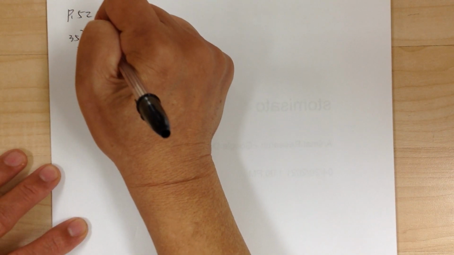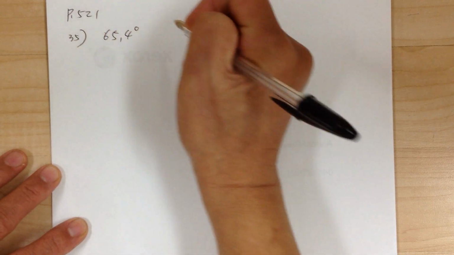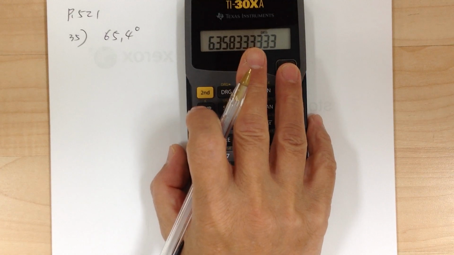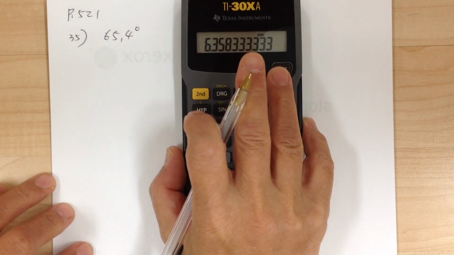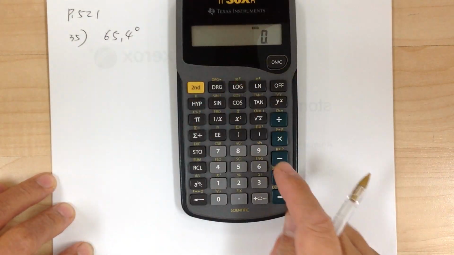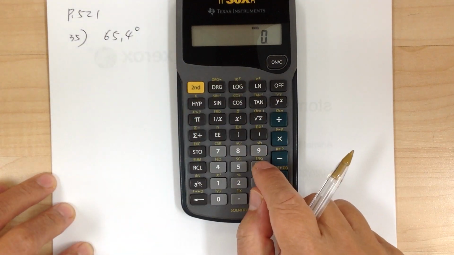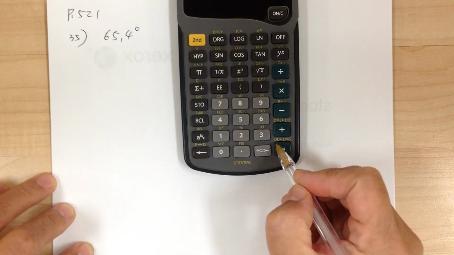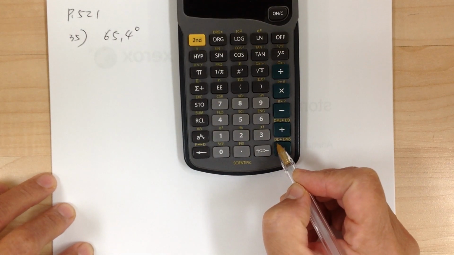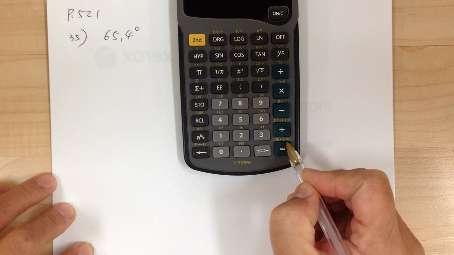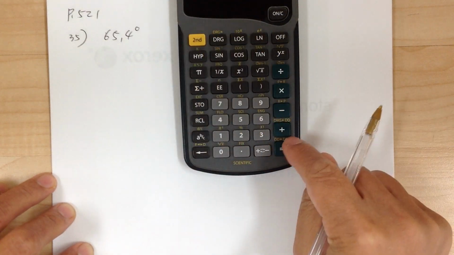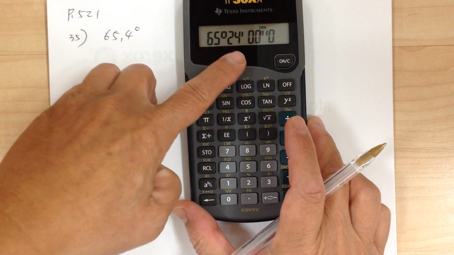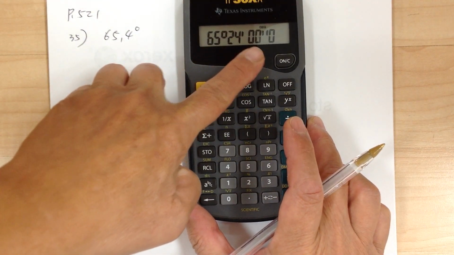Okay, you have 65.4 degrees, and you want to convert to the nearest minute, to degrees and minutes. This one is much easier. You just enter 65.4, then push this button. It says DD, meaning decimal degrees, to convert into degrees, minutes, and seconds. This will give you 65 degrees, 24 minutes, and 0 seconds.